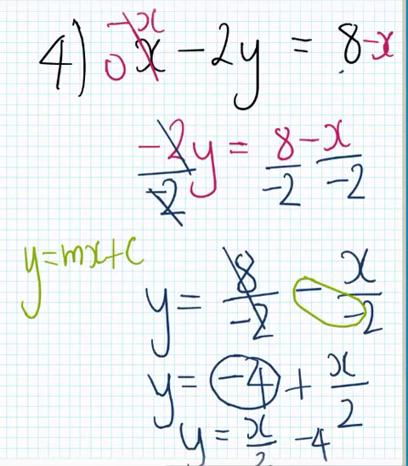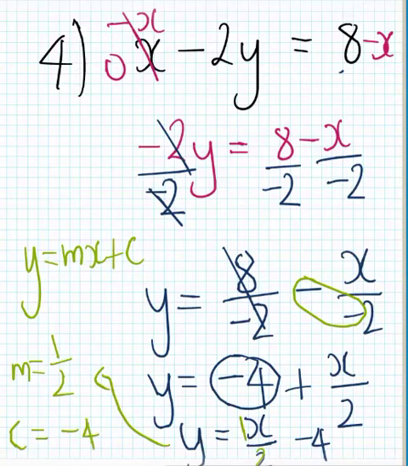So to show our gradient, if the question asks you to state the gradient, you would have to do this. So therefore, the gradient is, well, m is equal to a half. We know there's a 1 next to the x, and a 1 over 2 is a half. And the y-intercept c is a negative 4. Okay, and there we go.